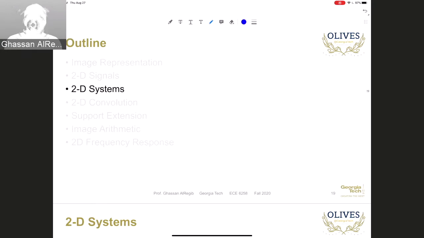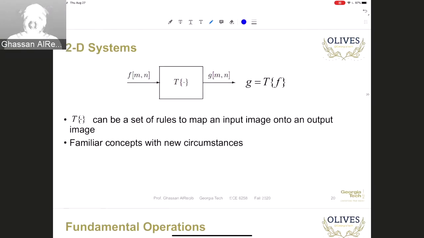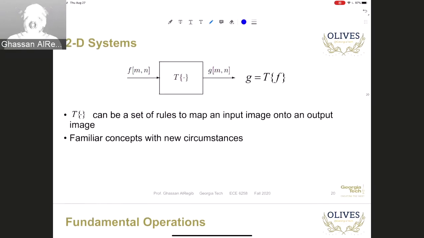So let's look at two-dimensional systems. This brings us to the concept of linear shift invariant systems, which is nothing but an extension in the two-dimensional space of the LTI, linear time invariant system.